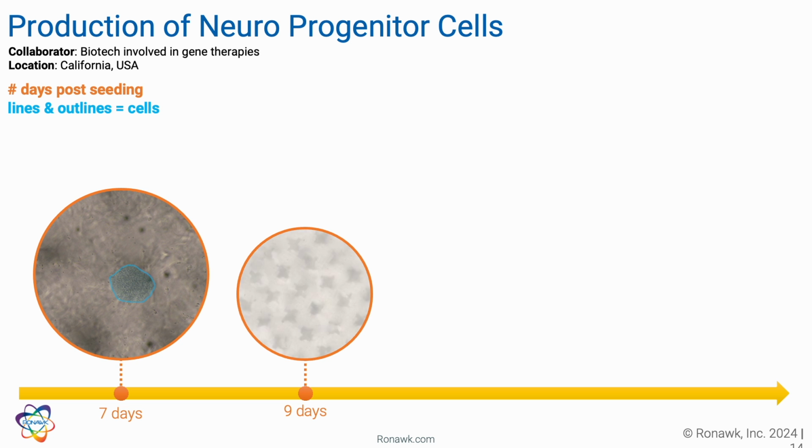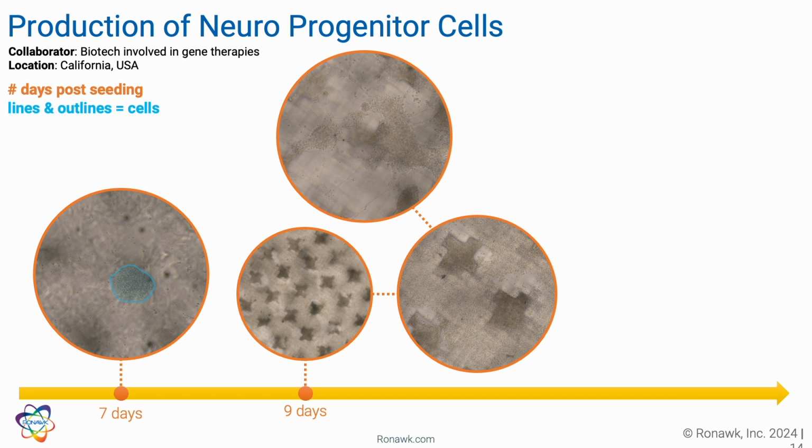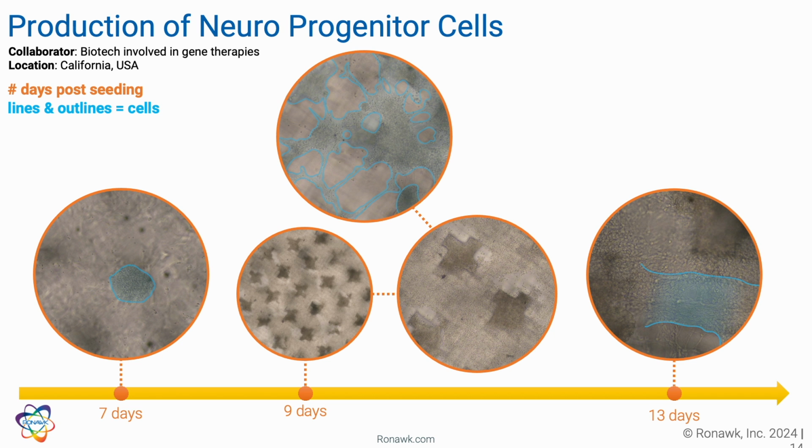By day 9, those pores, which are even more visible here, are being filled with those cells, and the formation of complex networks and complex structures is starting to happen. And by day 13, you can see those very delimited neuronal network connections that they were forming.